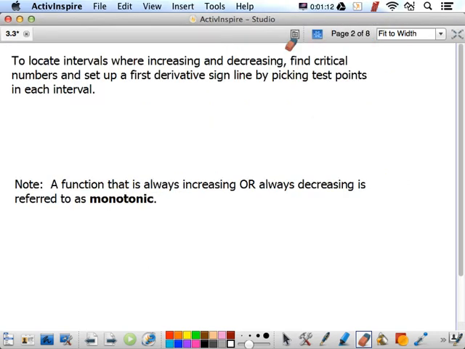To locate intervals where a function is increasing, decreasing, and constant as well, what we do is we find the critical numbers, because if it's going to switch from increasing, decreasing, or constant to another, it's going to happen at a critical number. So we'll find the critical numbers and we will set up a first derivative sign line. What that means is we'll be plugging into the derivative and testing numbers to see whether the derivative is positive or negative there.